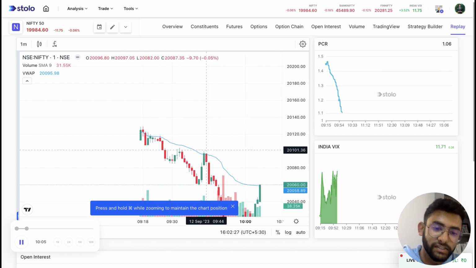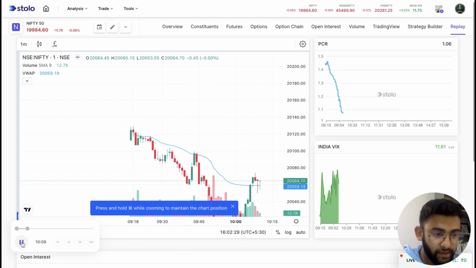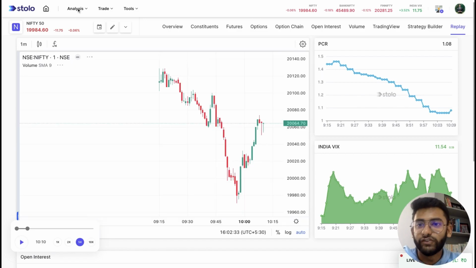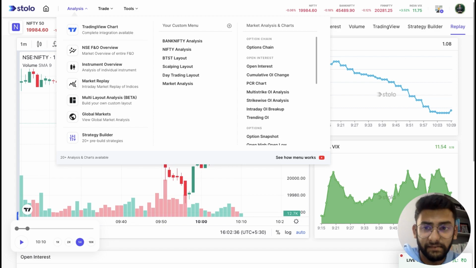So here, based on this, you can test your strategies, you can understand how well everything is playing out, and a lot more, right? So that is the specific instrument overview. Market replay is something we saw.